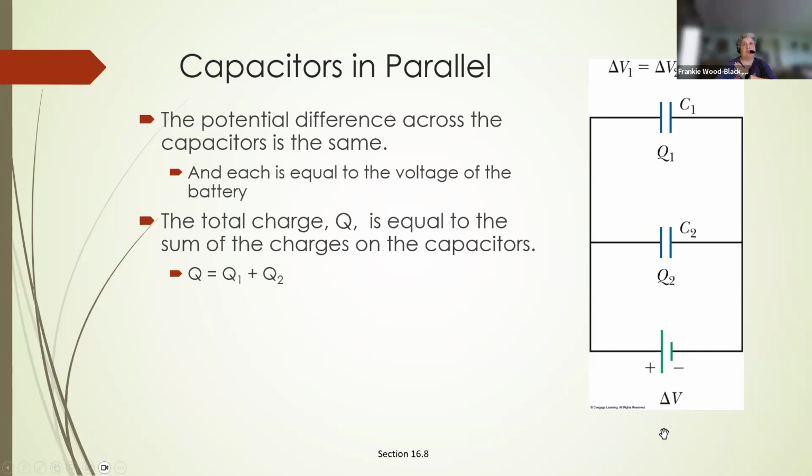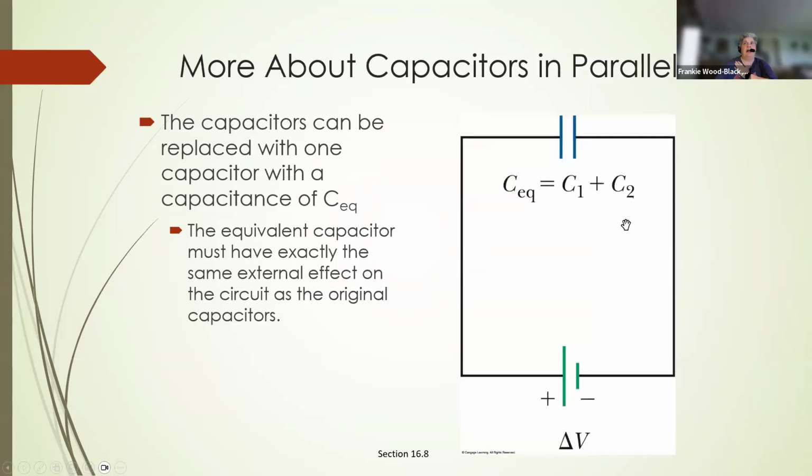But my charges, I can count up all my individual little charges. So the total charge is going to be whatever charge is on this one plus whatever charge is on that one. And then we just add them up. So we can actually go through and add them up. So if I'm in parallel, my equivalent capacitance is just going to be the sum of the capacitors that are in parallel.